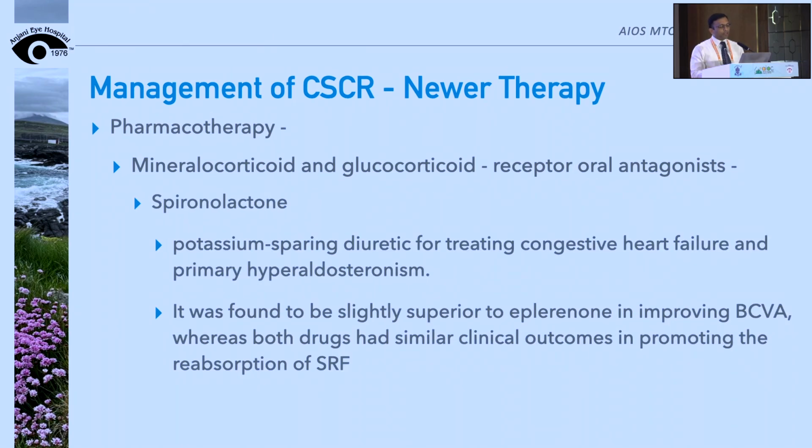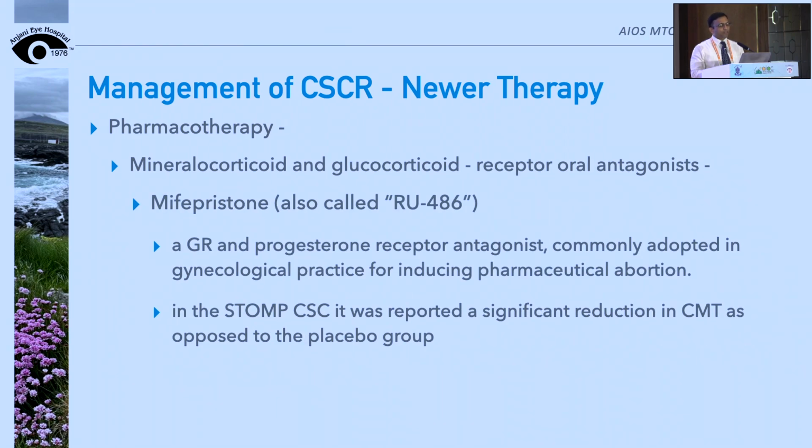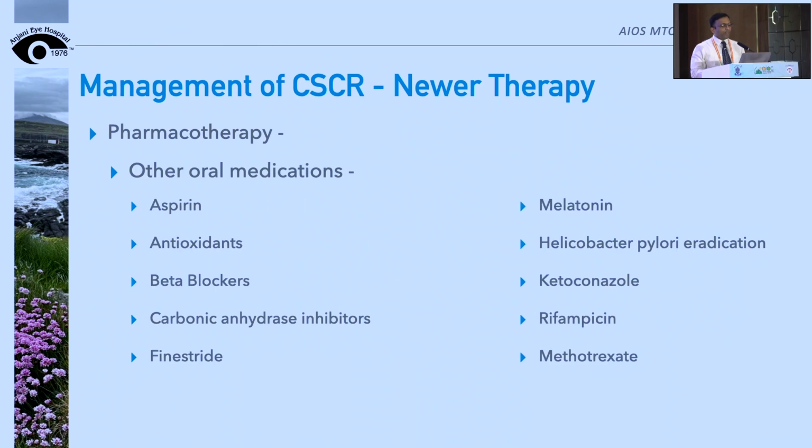And there has been usage of spironolactone, mifepristone, all of which have not been as good as many of these other conventional lasers that we have done. The other oral medications which are being used are aspirin, melatonin, antioxidants, H. pylori treatment, beta blockers, ketoconazole, and rifampicin.